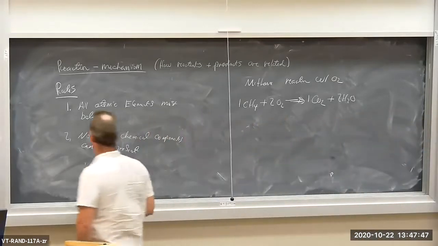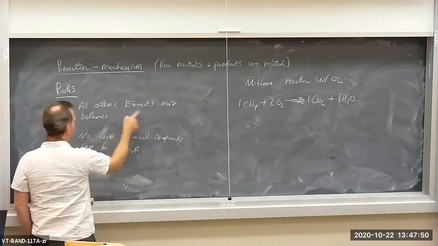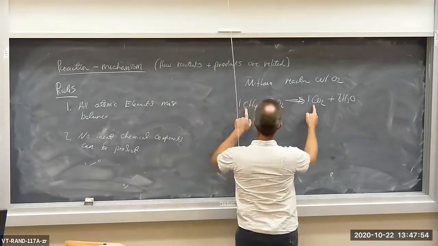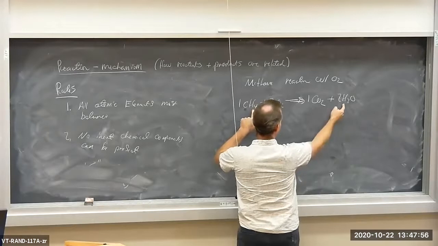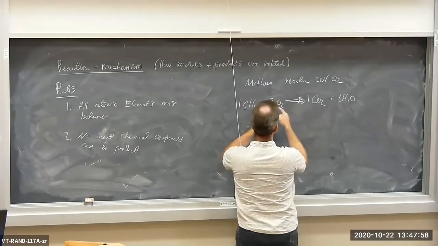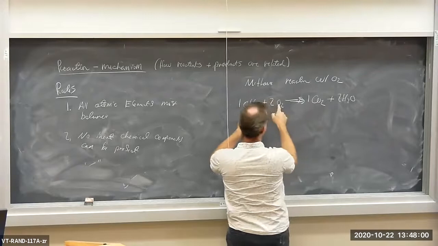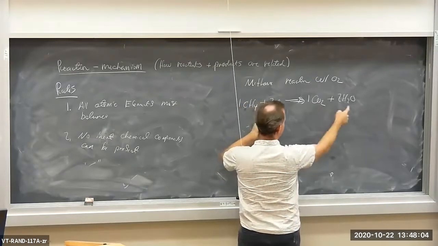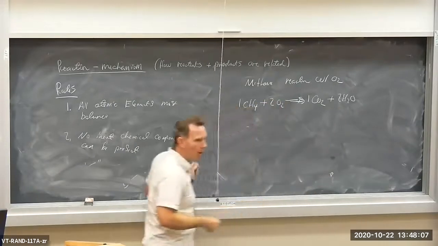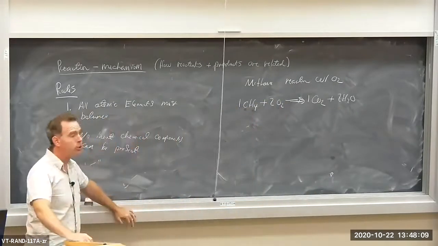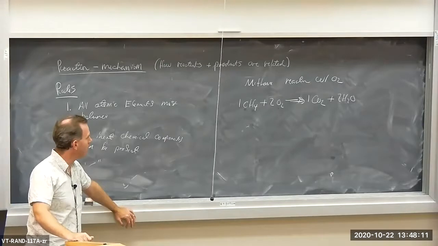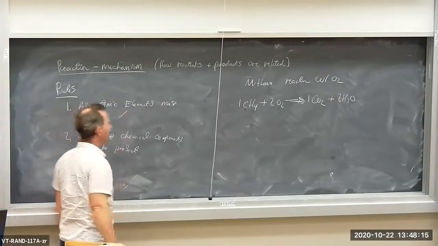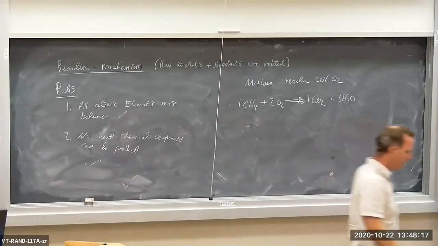So let's look at our rules here. All atomic elements must balance. So the carbons are balanced, the hydrogen atoms are balanced, and the O2, let's see, I have 4 O atoms, and I have 2 here and 2 here. So 4 O atoms on both sides, not O2, O atoms on both sides of the equation. So this is atomically balanced. So that equation is atomically balanced.